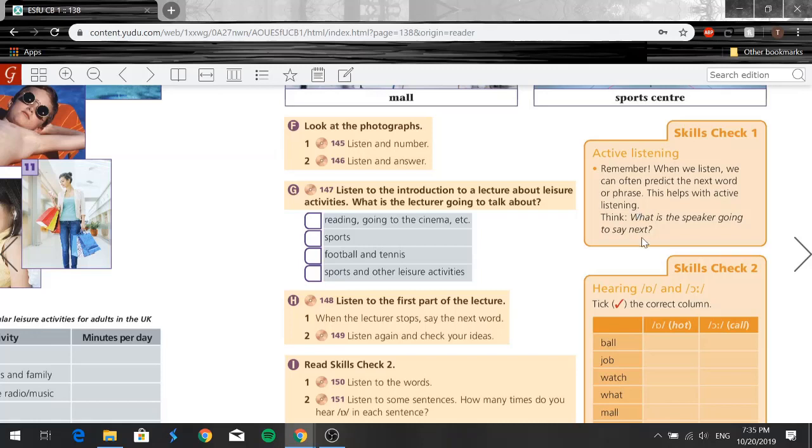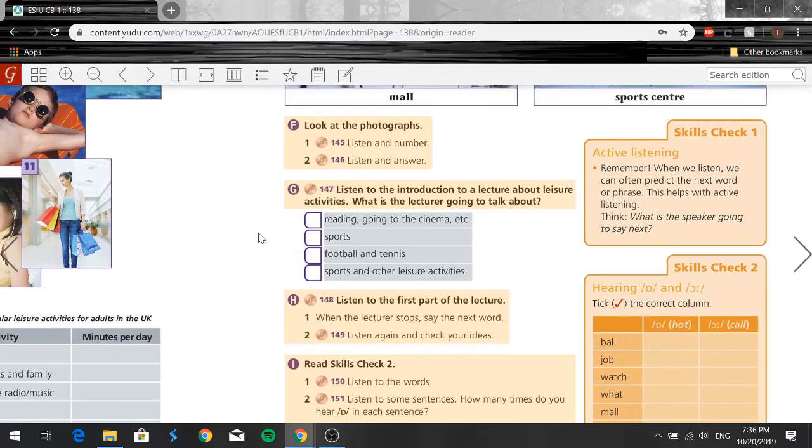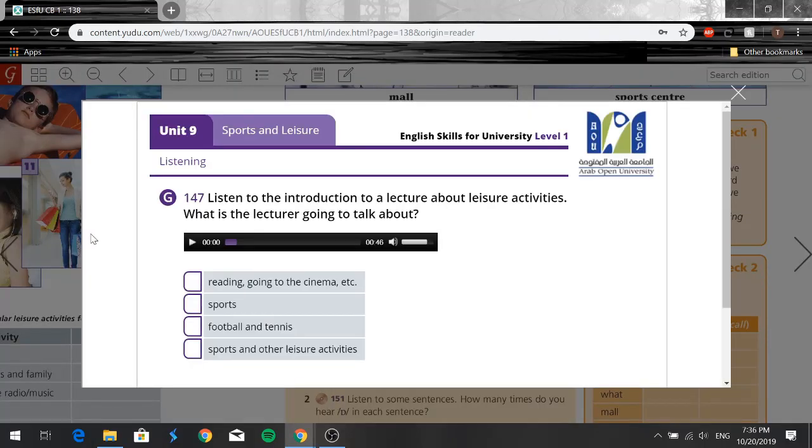So for example, if someone is speaking, think to yourself, what is the speaker going to say next? And always have these words in the back of your head: what will the speaker say? You might not get them correct the first time or the second time, but over time, you'll get better at it, and that's how you become an active listener. Now let's go to exercise G here. Listen to the introduction to a lecture about leisure activities. What is the lecturer going to talk about? So we're going to be listening to an introduction now, and we're going to choose what the lecturer is going to talk about. Here we go.